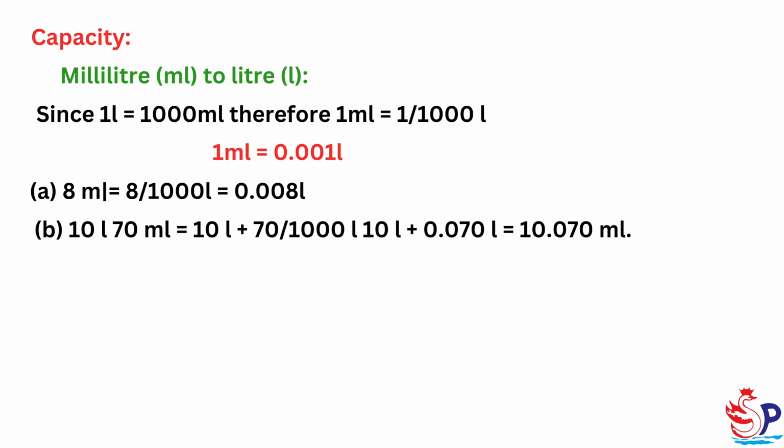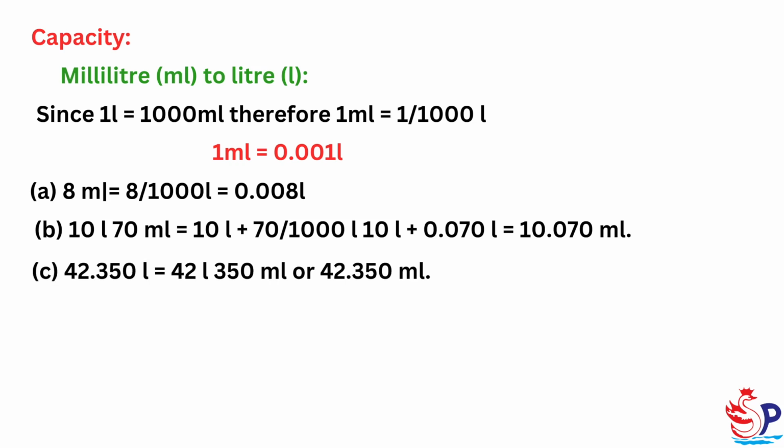B. 10 L 70 milliliters equals 10 L plus 70/1000ths L, which equals 10 L plus 0.070 L, which equals 10.070 L. C. 42.350 L equals 42 L 350 milliliters or 42,350 milliliters. Multiplication of decimals.